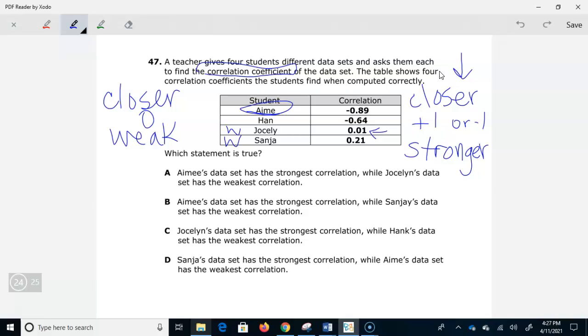So if we look at each of our statements, it says Amy's data set has the strongest correlation. That is true. While I guess it's supposed to say Jocelyn, it just was a typo there. Jocelyn's data set has the weakest correlation. That's my answer right there, because we already identified that 0.01 was the closest to 0, making it the weakest, and Amy's is the closest to 1 whole on the negative side, so she is the strongest.